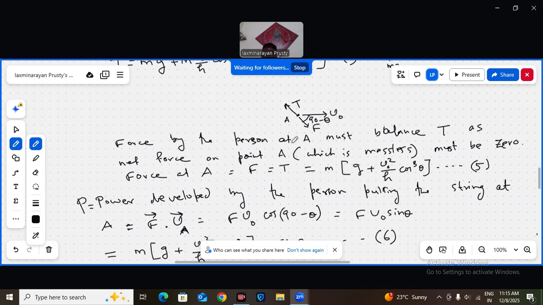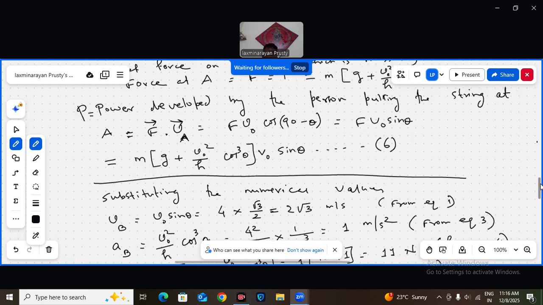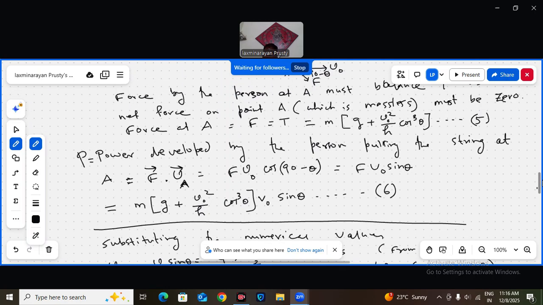So the force by the person at the end must balance T, as the net force on point A, which is massless, must be 0. Force at point A is F. This is by the person who is pulling. He is pulling in the horizontal direction, but exerting a force opposite to the string length at A. So force at point A is the same F, equal to the magnitude of tension, that is m into g. This is question number 5. F is the same as T in magnitude.